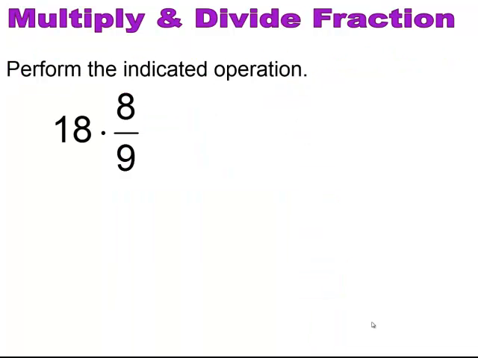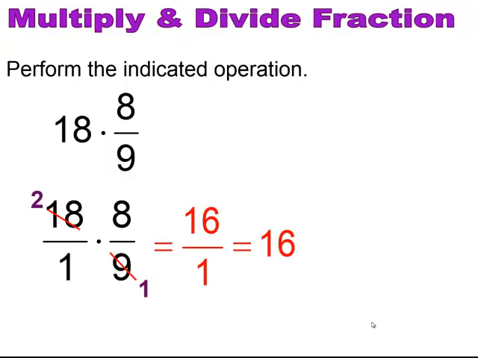Pause and try. So in this case, I put 18 over 1, I simplify, and I multiply across. Now notice here, I end up getting 16 over 1. You can't leave something over 1, so your answer would simply be 16.